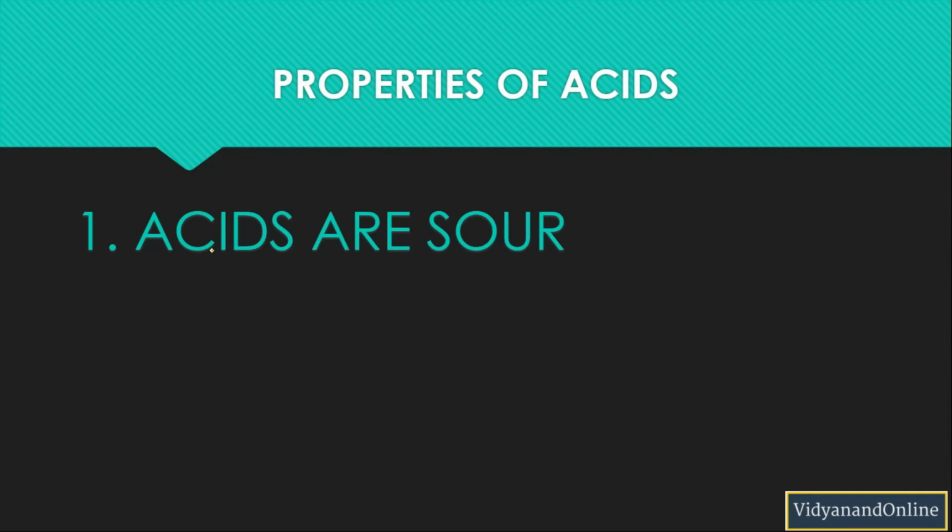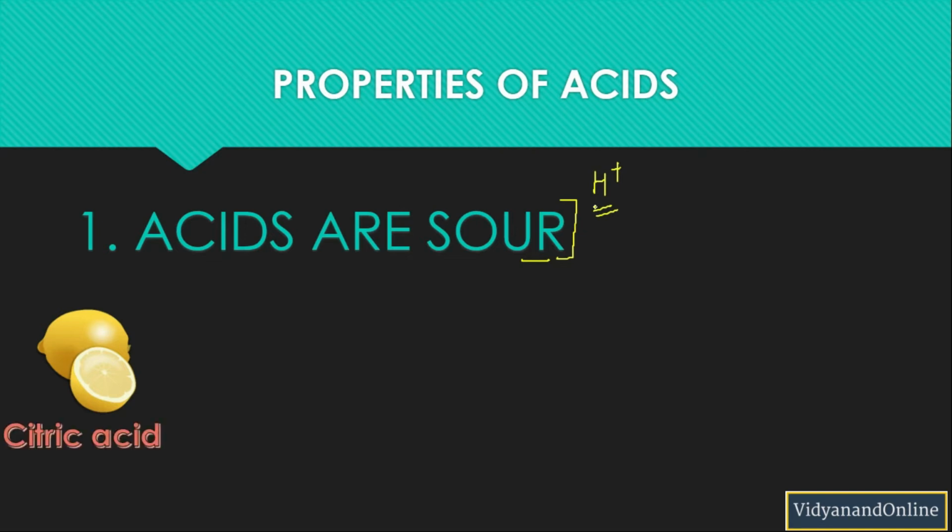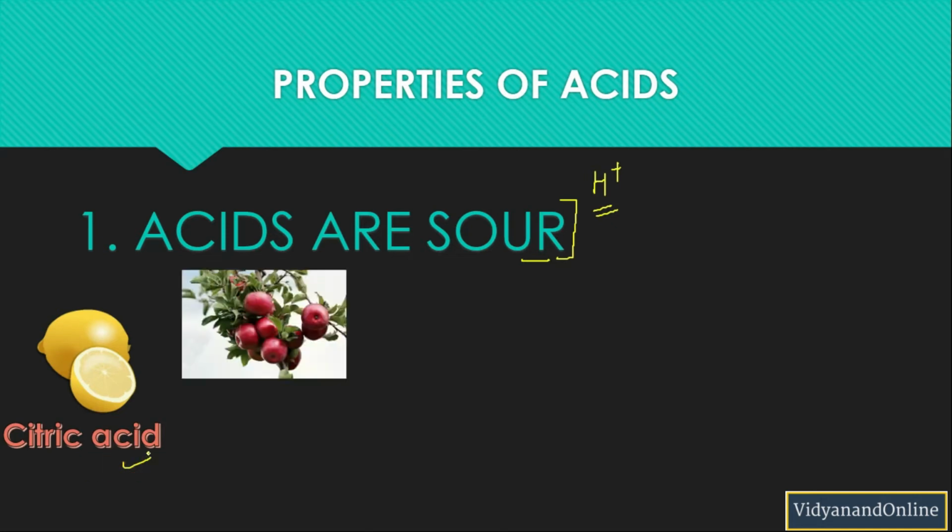Okay, so the first property is acids are sour. So acids are sour in taste. Now the question arises, why acids are sour? So this is due to the presence of H plus ions. So how does it taste? It tastes sour, no? So it is because of the presence of citric acid in the lemon that it tastes sour. Now talking about apples, so they also taste a little bit sour. This is all because of malic acid present in those apples.